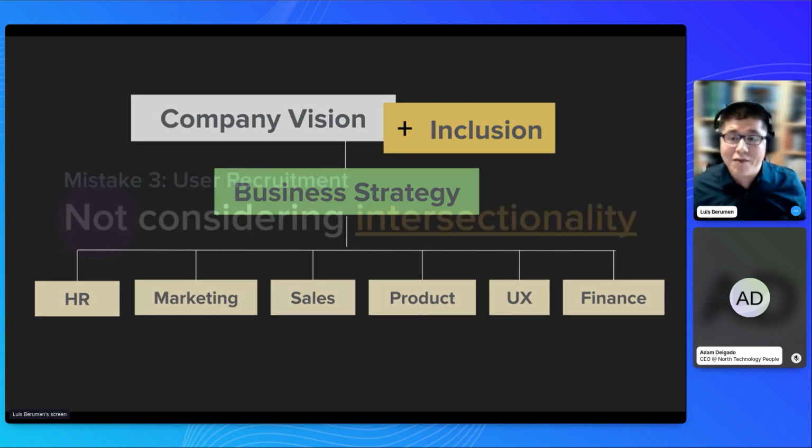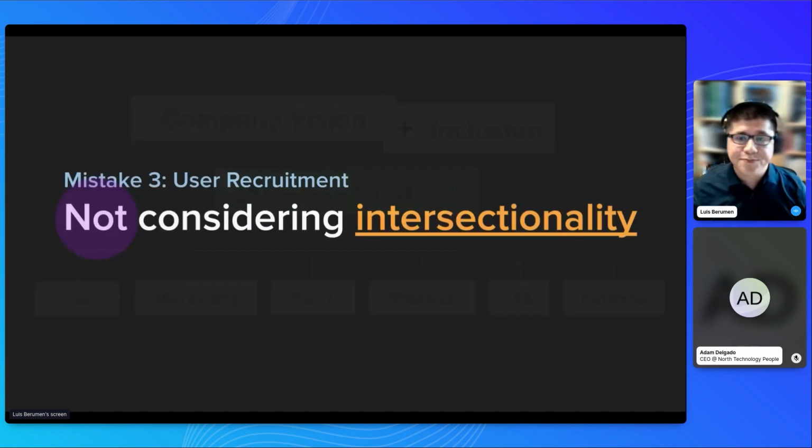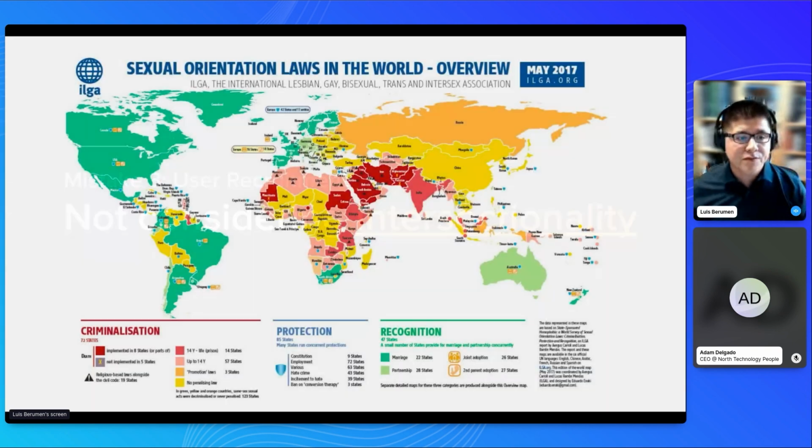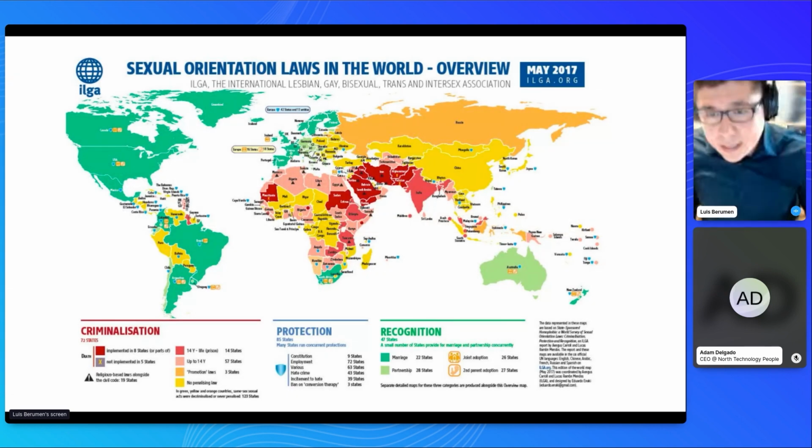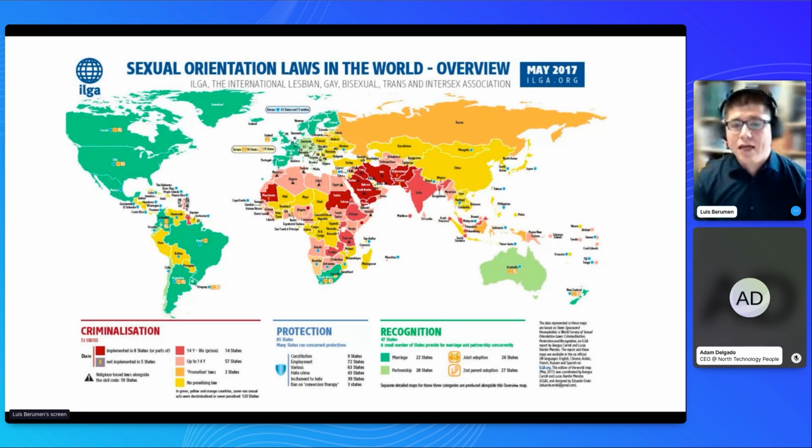All right, so we go for the next potential mistake. And this is a big one, and this can have real life repercussions. And this is not considering intersectionality. So before going to the topic of intersectionality, I want to show you something that is very sad and worrisome for me. So this is a map that is showing sexual orientation laws around the world.